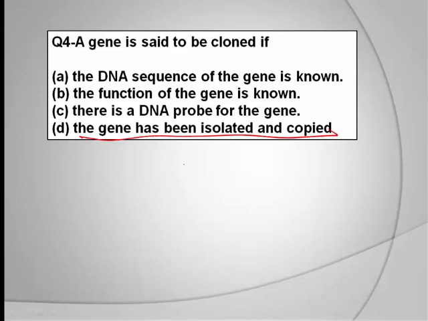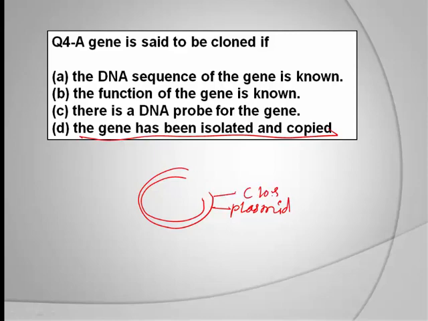So what is cloning? See, if this is a plasmid, so plasmid is commonly used as a vector. Let us consider this as plasmid, and here it is the cloning site of the plasmid. At this cloning site, we have introduced the isolated DNA.